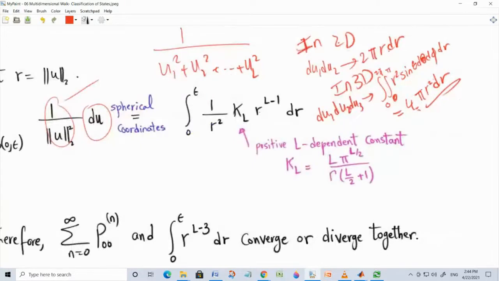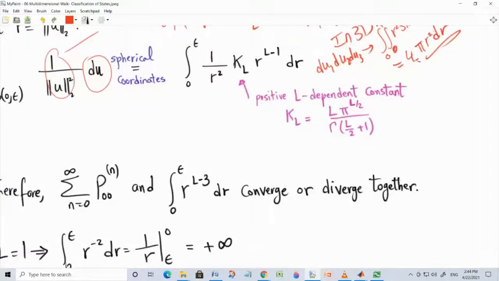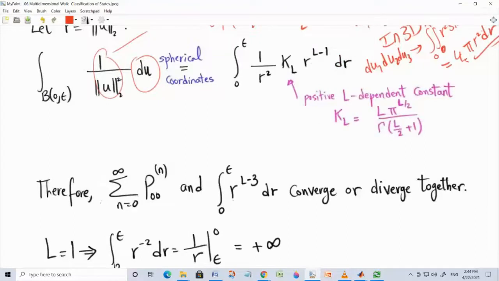Okay, and so our integral will be a positive constant times the integration from 0 to epsilon of r to the L minus 3 dr. And so basically this summation and this integral will converge or diverge together.